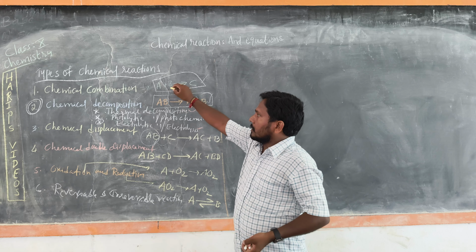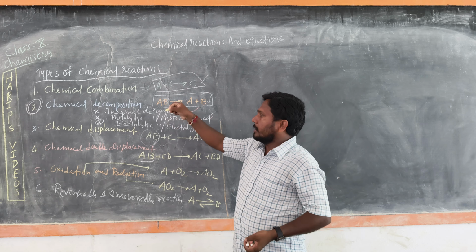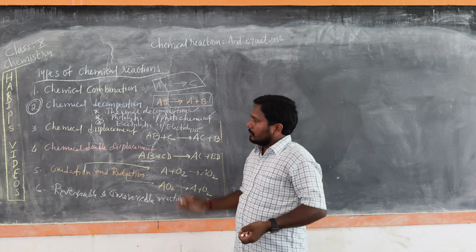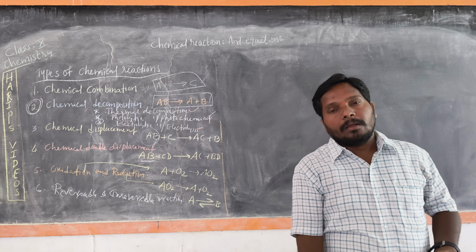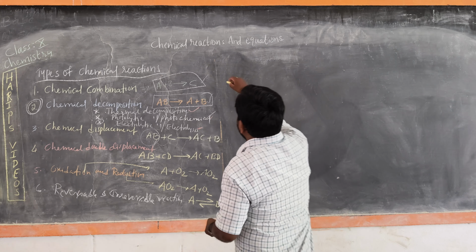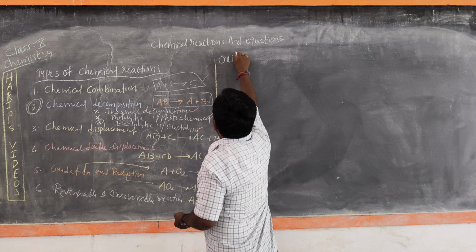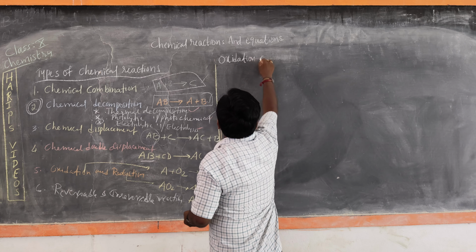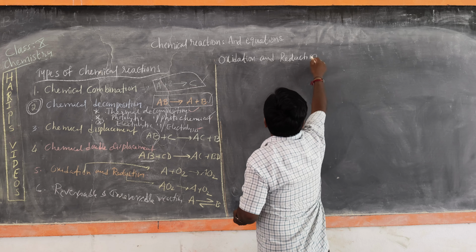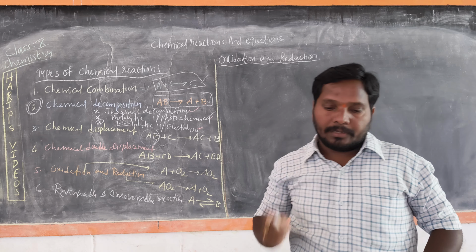As we completed chemical combination, chemical decomposition, thermal decomposition, photolytic decomposition, electrolysis, chemical displacement, and thermal displacement, four types of chemical reactions are completed. Then let us take the other one, oxidation and reduction. The other type is oxidation and reduction.